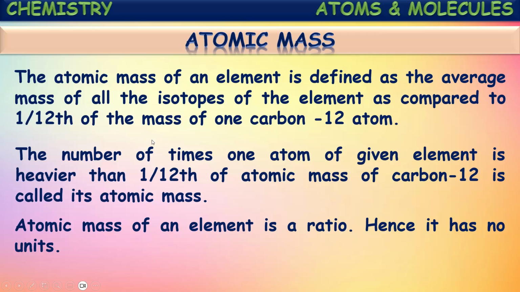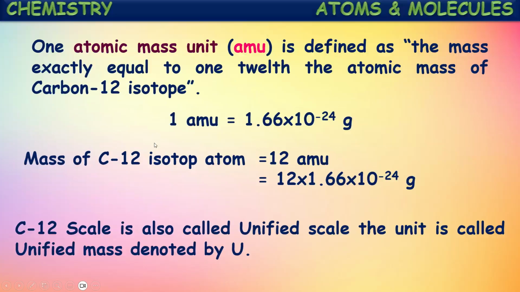So here the numerical value of one atomic mass unit is given. For example, the mass of the C12 isotope is 12 AMU. You know 1 AMU is 1.66 into 10 to the power of minus 24 grams, so 12 AMU is how much? 12 into 1.66 into 10 to the power of minus 24 grams. This is the mass of the C12 isotope.